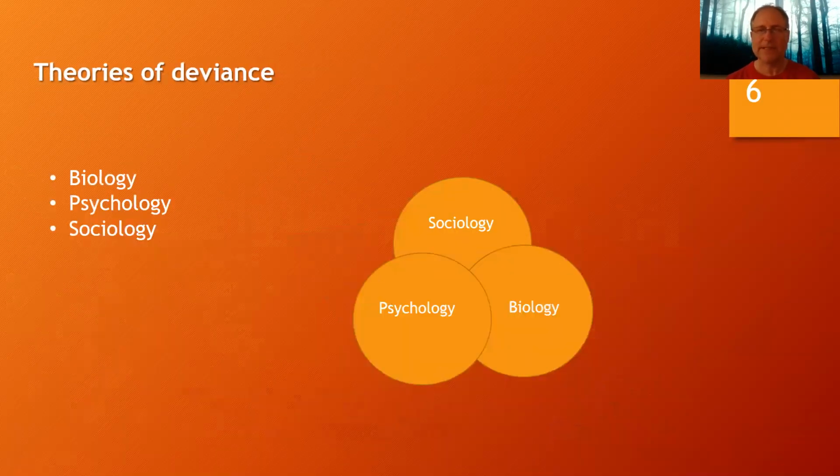All right, let's spend a few minutes talking about some theories of deviance, and we will look at biology, followed by psychology, followed by sociology. And if you remember from a previous video, I encourage you to take a multi-dimensional approach to understanding human beings. It would be very easy to only look at sociological theories. However, theories in biology and psychology will also offer us some very interesting insight into why human beings are deviant.